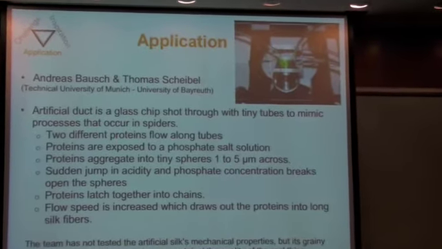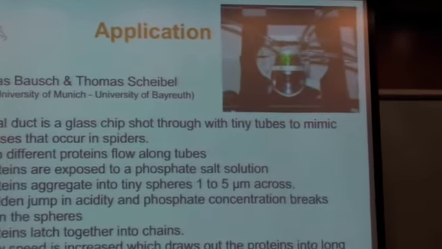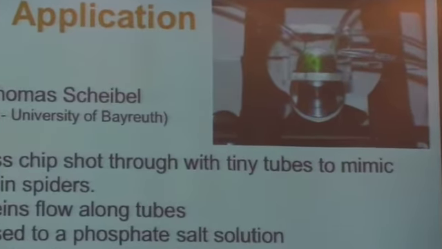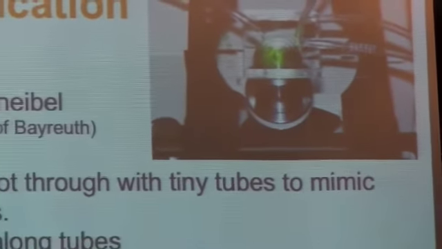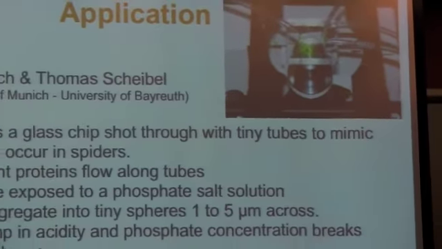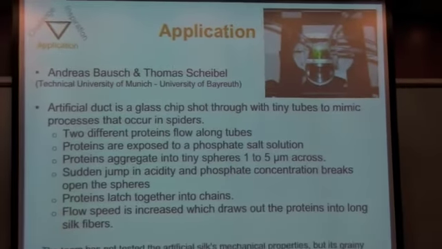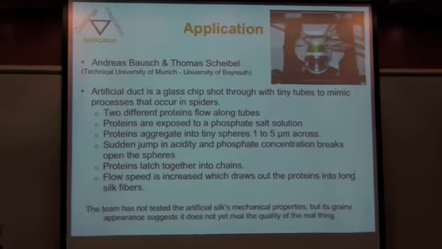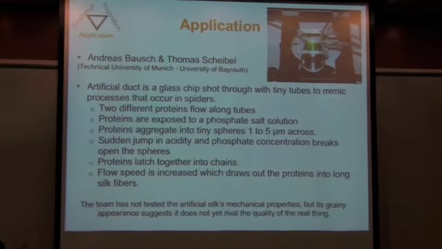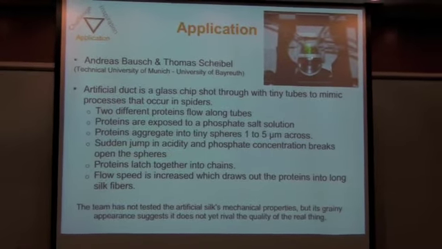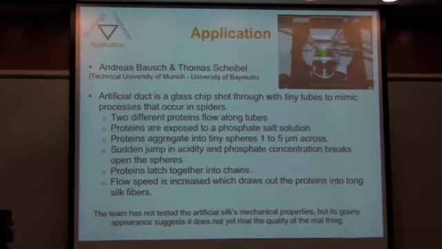So these two different proteins flow along the tubes. The proteins are exposed to a salt solution, which then changes the pH a little bit. And then these proteins aggregate into little spheres, so already you see a little bit of a phase change. And then there's this sudden jump in acidity and change in pH. And then they break open these spheres, and the proteins that were in these spheres stick together and form chains. And by changing the speed at which the proteins go across, they can make long fibers.